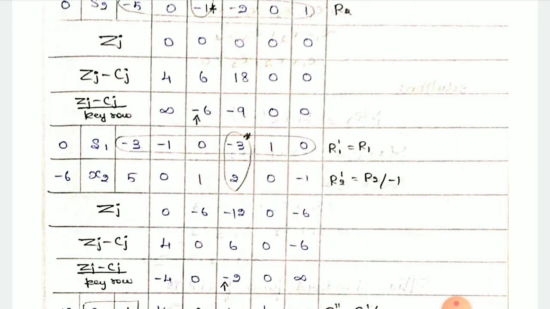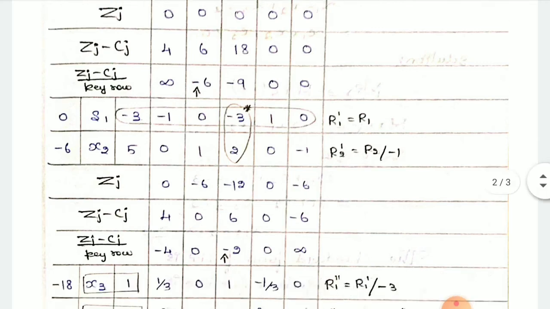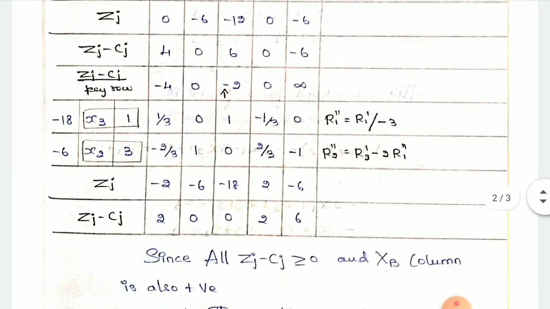So R1 double dash formula is R1 dash divided by minus 3. R2 double dash formula is R2 dash minus 2 times R1 double dash, because here we have the coefficient 2, so we have to multiply with minus 2 times R1 double dash. So now we have to come with the next iteration, x3 and x2. So you have to write the coefficients minus 18 and minus 6. So using the formula we have to fill the tabular column. So 1 by 3, 0, 1, minus 1 by 3, 0. The next one is 3, minus 2 by 3, 1, 0, 2 by 3, minus 1.